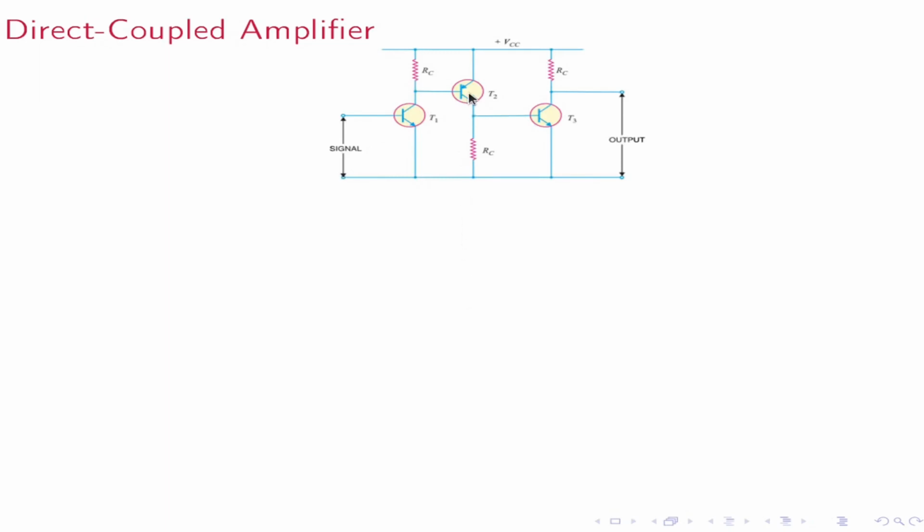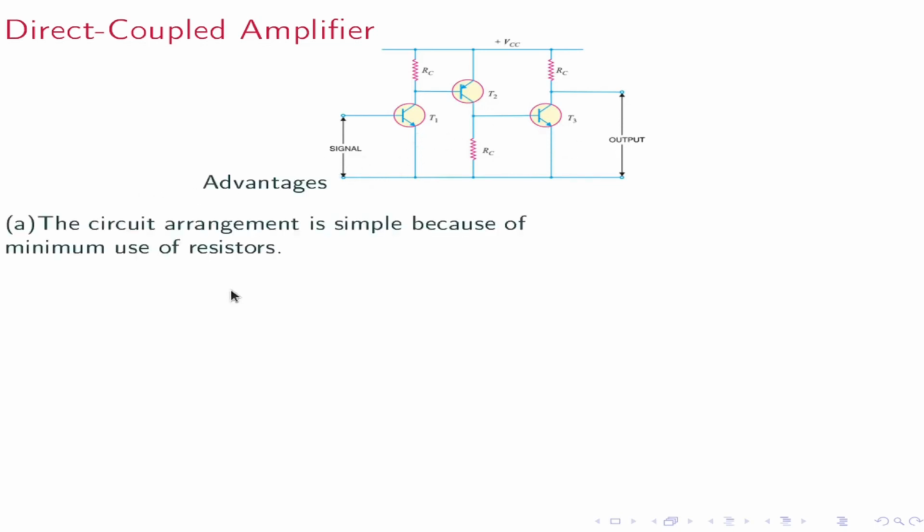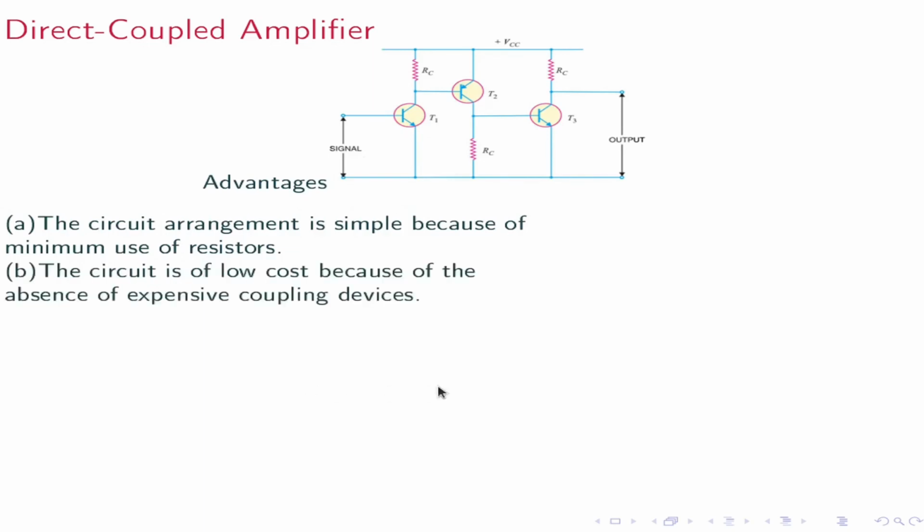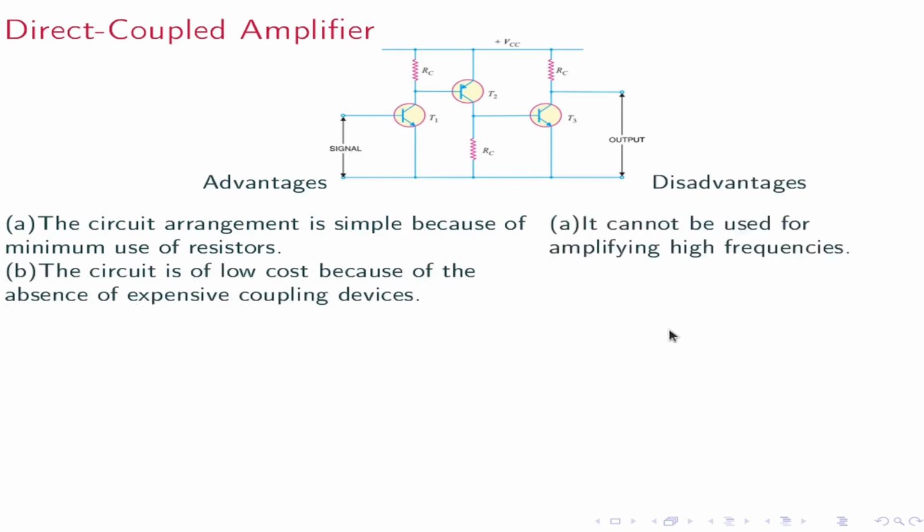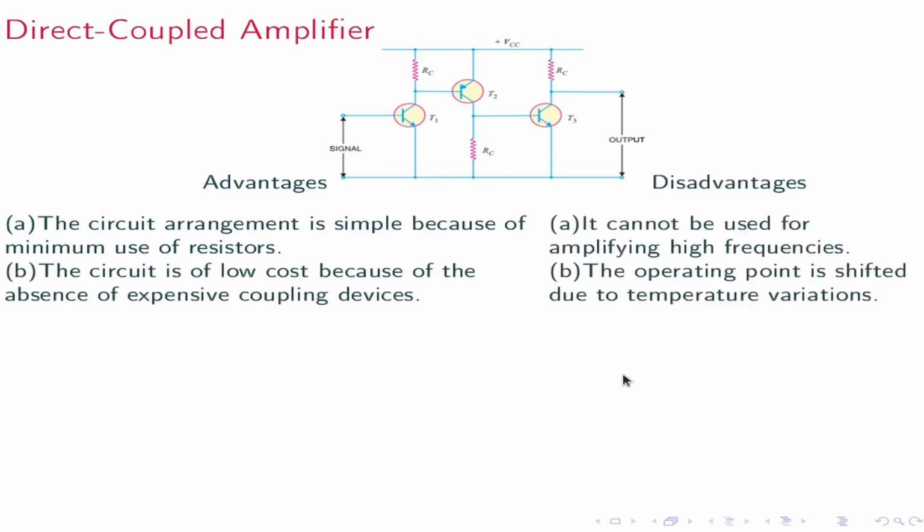The first stage is with a PNP and the next with an NPN. There is no coupling, it is directly coupled. Its advantages: the circuit arrangement is simple because of minimum use of resistors. The circuit is of low cost because of the absence of expensive coupling devices. It cannot be used for amplifying high frequency. The operating point is shifted due to temperature variations.